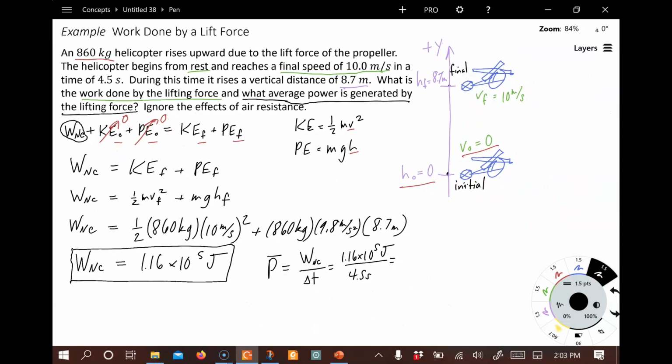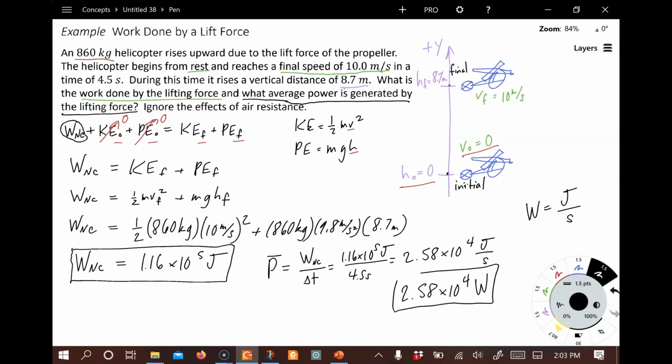And if we calculate this, this comes out to 2.58 times 10 to the 4th joules per second. Now, a joule per second is defined to be equal to a watt. Watt is the unit of power, so we can also write this like this: 2.58 times 10 to the 4th watts. That's the power delivered by the lift force in doing work on the helicopter.